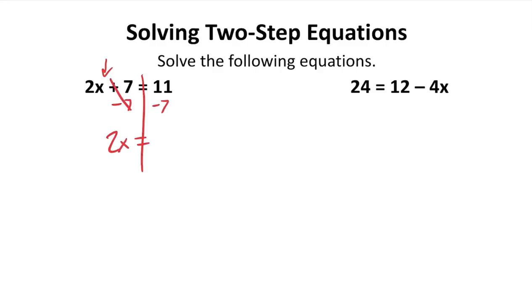That cancels. We get 2x. 11 minus 7 is 4. Now we divide by 2 on both sides, and x equals 2. Pause the video, see if you can do this other one.